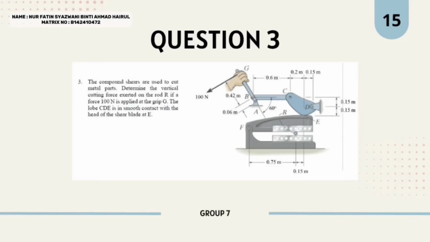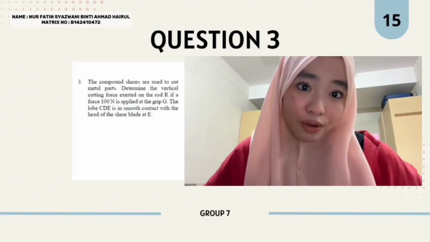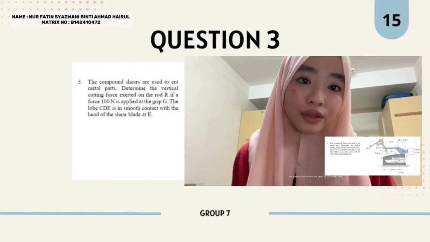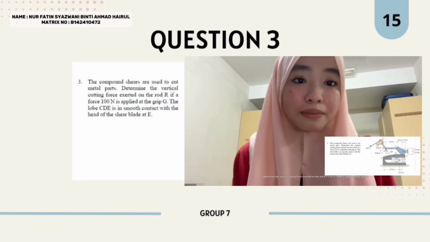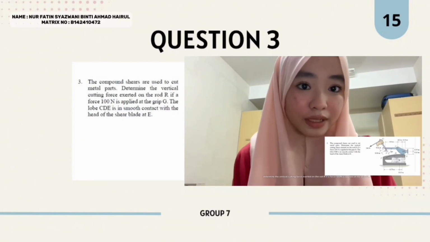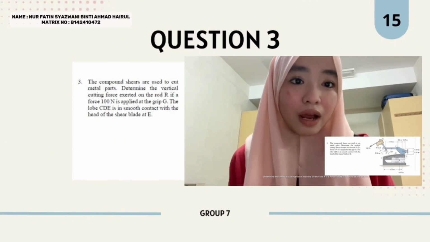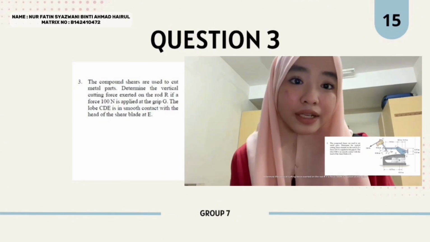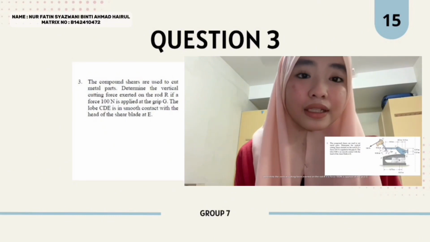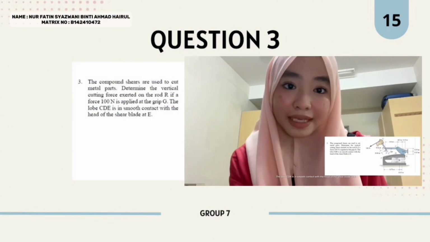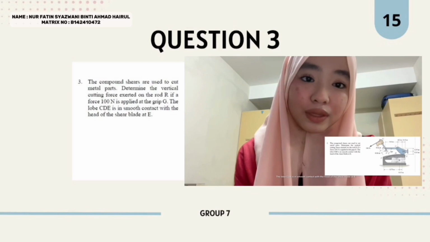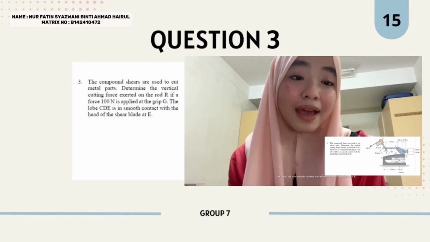So the third question is frames and machines. I will explain how to solve the question. Let's look at the question first. The compound shears are used to cut metal parts. Determine the vertical cutting force exerted on the rod R if a force of 100 Newton is applied at the grip G. The loop CDE is in smooth contact with the head of the shear blade at A.